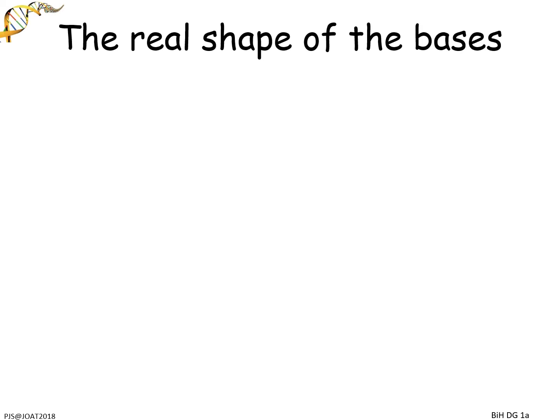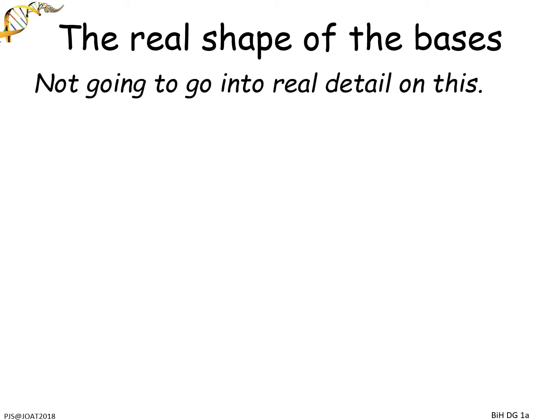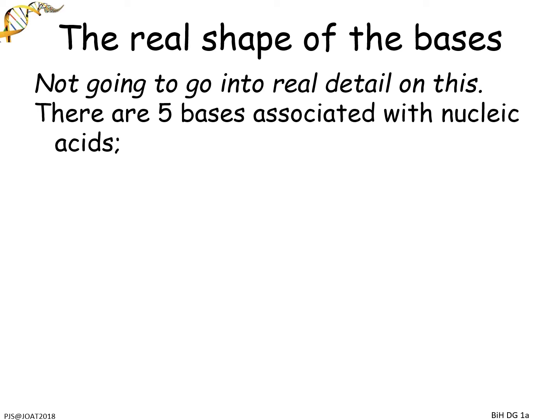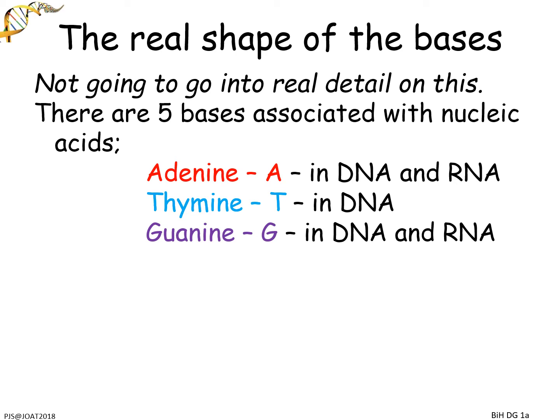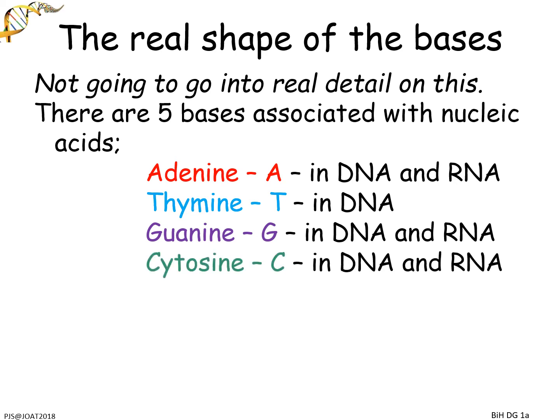If we were going to look at the real bases properly, I am not going to go into detail on these, but there are actually 5. I asked you to note down which ones you think you could remember. I'm hoping that you managed to get adenine, which is A. You get that in both of them. Thymine, T, A to T. Remember that as a complementary base pair. G, guanine, and C, cytosine.